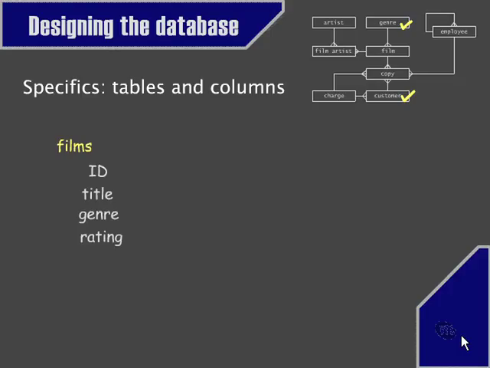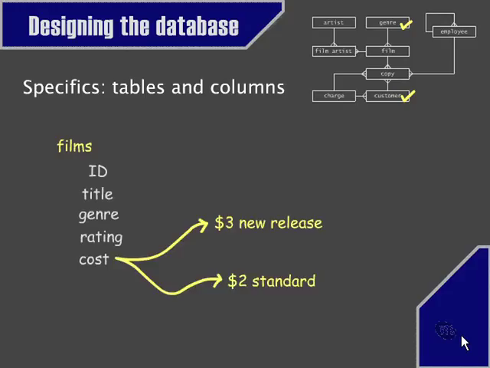Instead, we're going to use an enumeration column for the rating column. That's going to include the values general, parental guidance, mature, and restricted. Next is the cost of the film, and the cost will relate to either $3 for new release or $2 for standard.